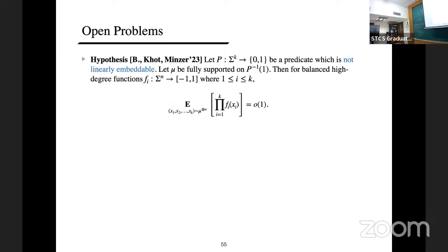So by high degree, how high do you mean? High is like, as you keep increasing the degree, this factor should go down. Okay, so there's a trade-off. Yeah, so this is little o of 1 in the degree.